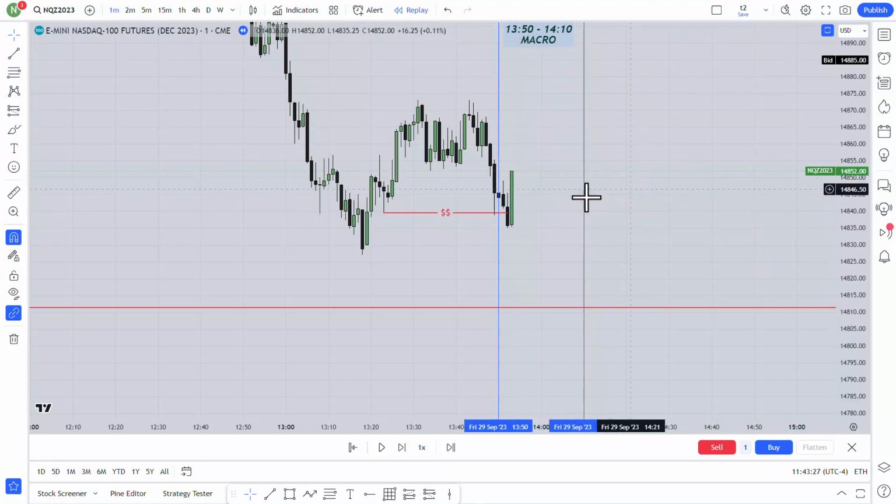What do you think? Do I have any market structure shift? I don't have.